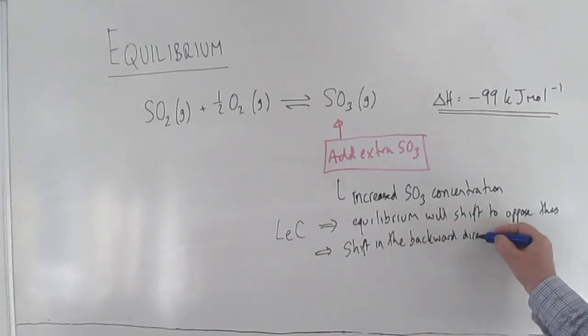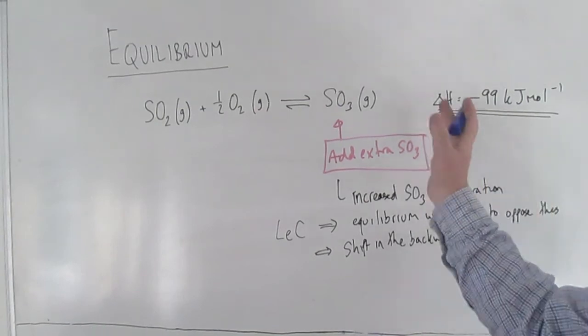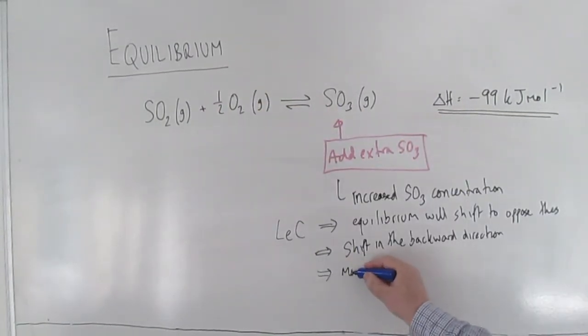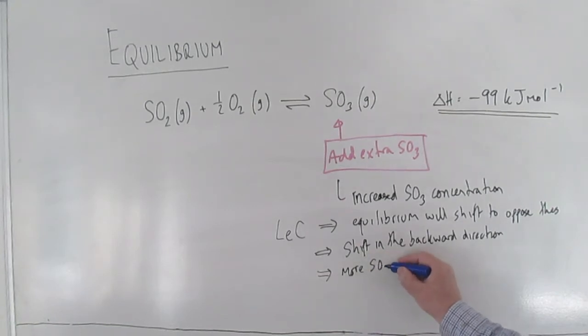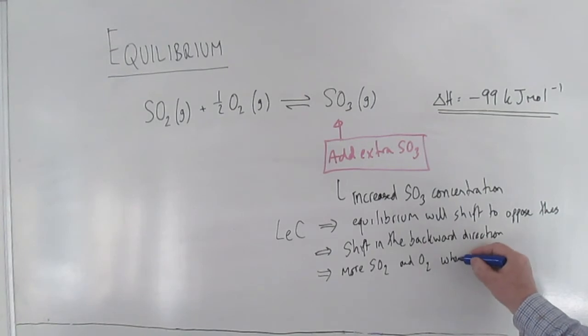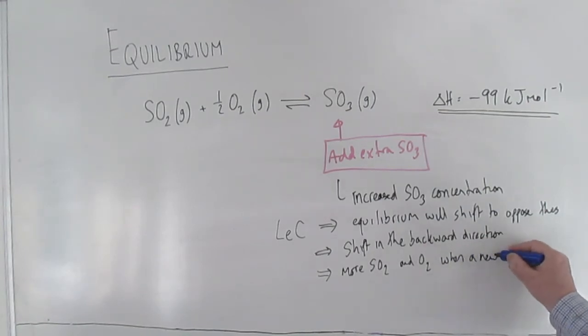And what does that mean? Well, what it means is, if the equilibrium shifted that way, that means that there will be more SO2 and O2 when a new equilibrium is set up.